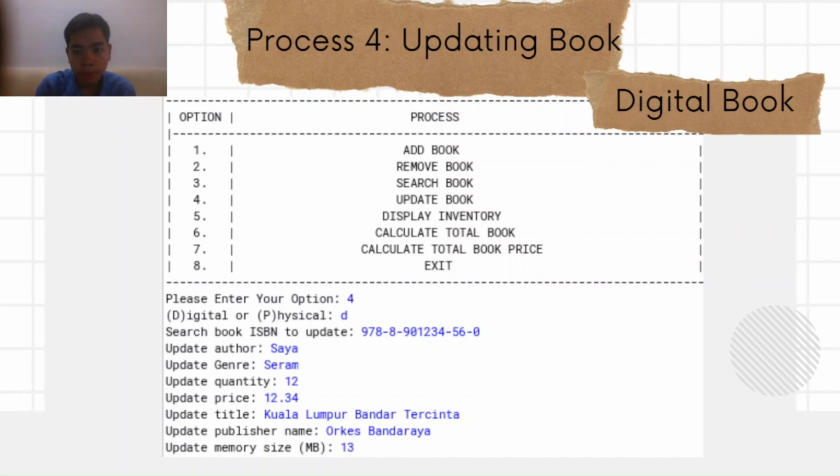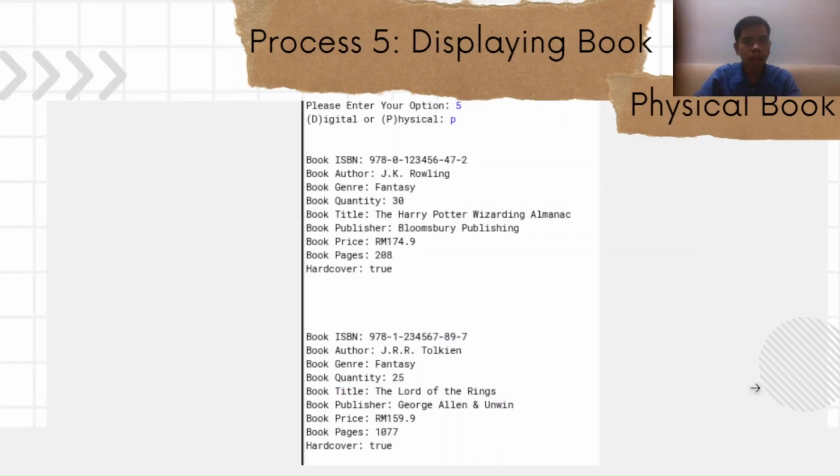We can proceed with process 5, which is display inventory of the system. Now, the fifth process of the system is displaying book. After entering option 5 and choosing physical to display the physical book list, the system will display details of the book for physical list. The first one, book title is Harry Potter Wizarding Almanac.